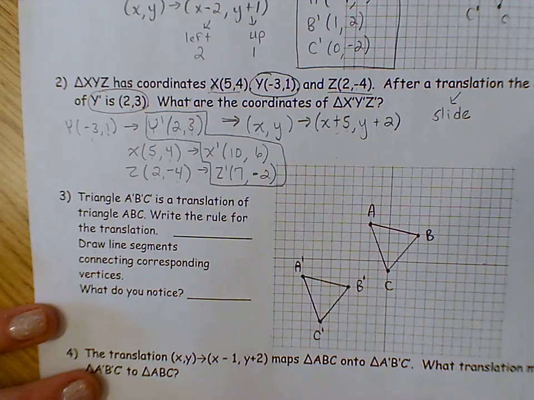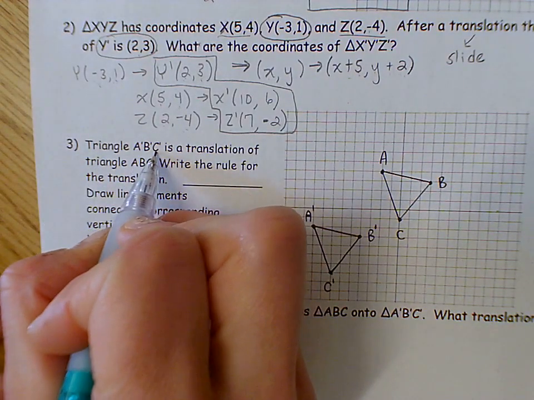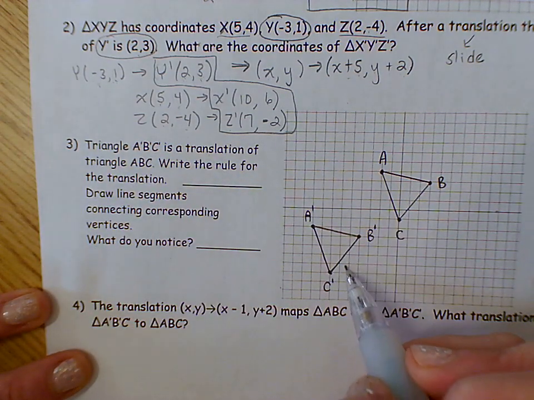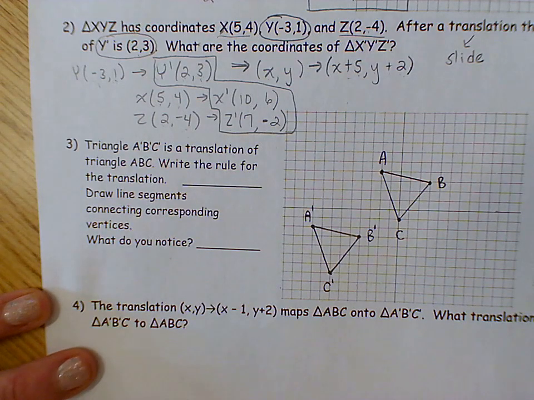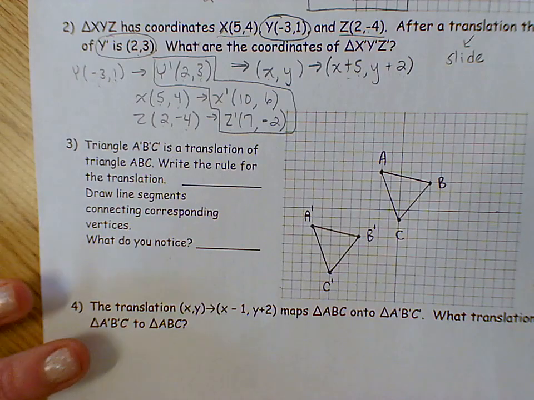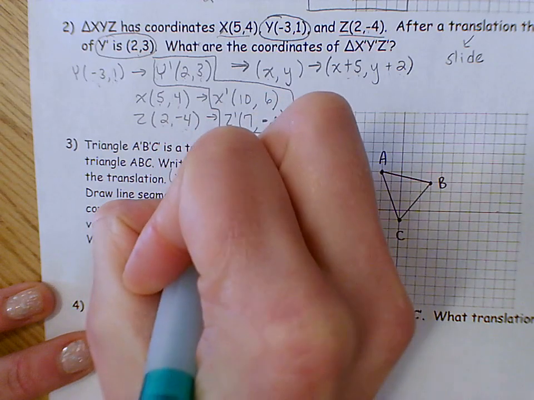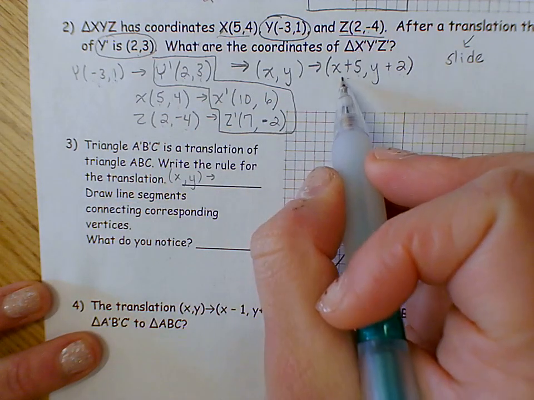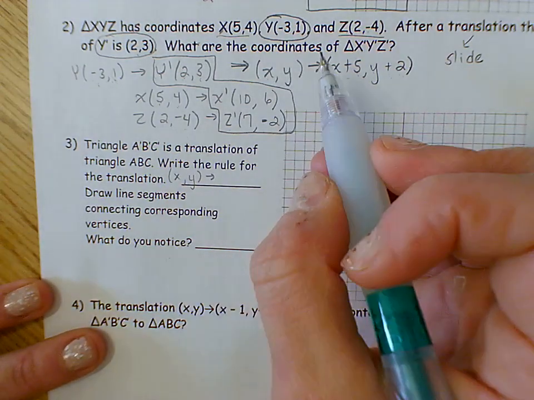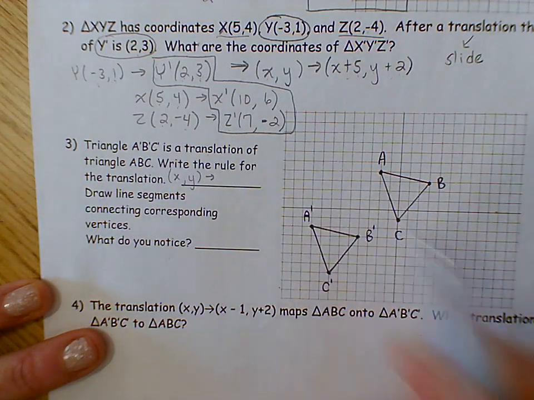Okay. So number 3, it says triangle A prime, B prime, C prime is a translation of the triangle ABC. So they have translated a triangle or slid it for you, and they want you to write the rule. So it's kind of like what we did here, but now they're making you look at the graph. So the rule, remember, always starts out with an XY arrow, but then you have to look at what's happening to the X's and then what's happening to the Y's. So there's 2 ways to do this. Since we've already kind of figured out how to look at the coordinate to figure that out, I'm going to show you how to figure this out from the graph.